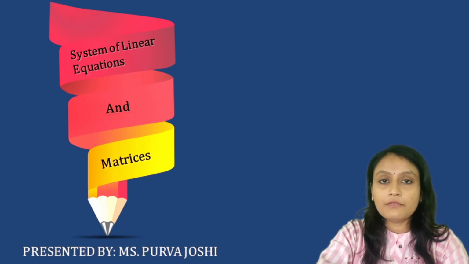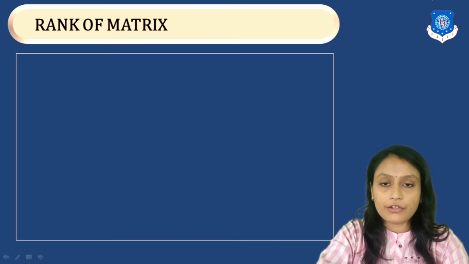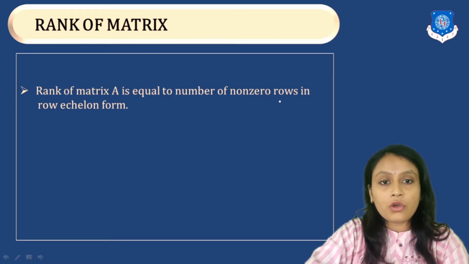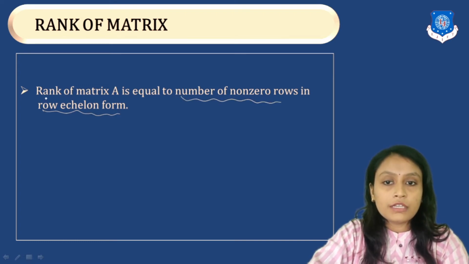Institute of Engineering and Technology. Today we are going to study few more topics of system of linear equations and matrices. So let's study the first topic, that is rank of a matrix. Firstly, we will define the rank of a matrix. A rank of a matrix A is equal to number of non-zero rows in row echelon form. Means firstly we have to find the row echelon form and then we have to count the number of non-zero rows. So it will give you a rank of a matrix A.